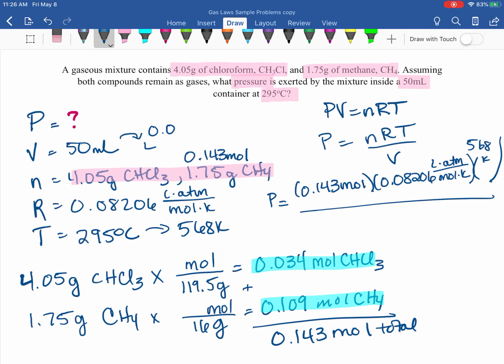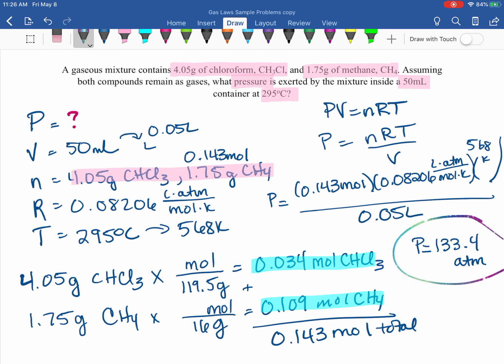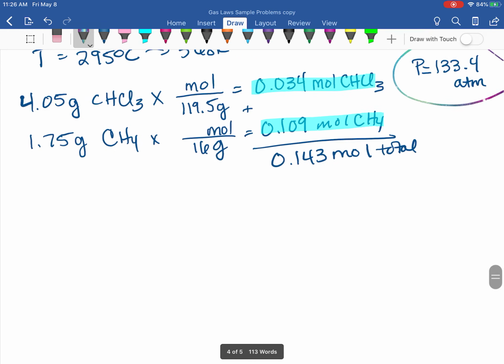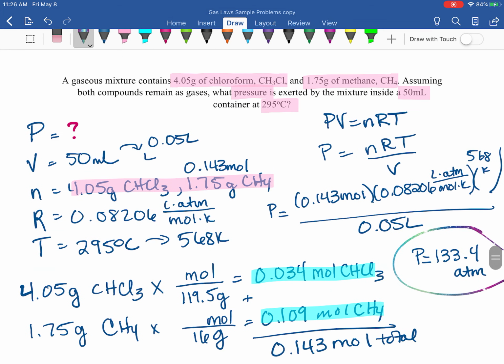We can't put milliliters in there. What are our liters? 0.05 liters, divide by 1,000. And what kind of pressure do we get? Ooh, that's huge. I get 133.4 atmospheres of pressure. Oh my gosh, that one was fun. Remember, that's the beauty of Avogadro. It doesn't matter what your gas is. Remember, it matters how many moles you have, how much is in there, how many physical atoms are in there.